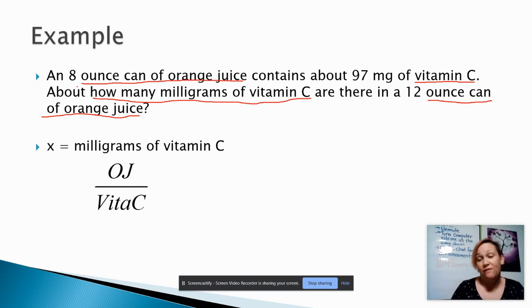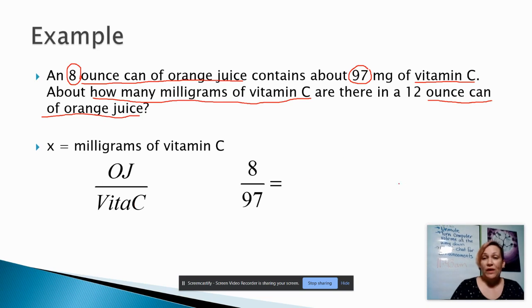I can also get for my first sentence, my first ratio, my first fraction. So I have 8 ounces of orange juice, so that's going to go on top, 8. And I have 97 milligrams of vitamin C, and that will go on the bottom since I decided vitamin C goes on the bottom. 8 over 97.